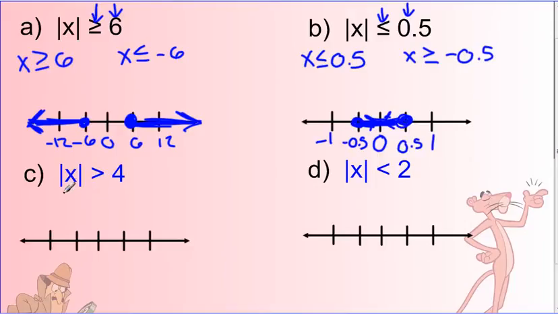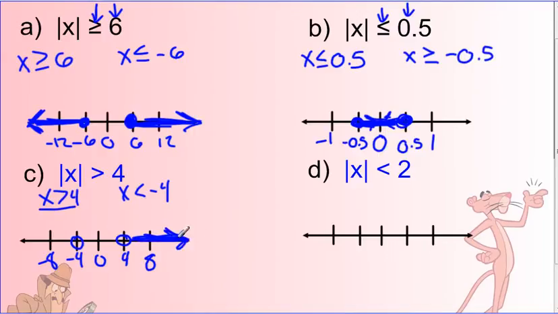Okay, so letter C, you should have x is greater than 4 and x is less than negative 4. Alright, so we get a hollow dot at 4, hollow dot at negative 4. This one, x is greater than 4, so you shade greater than 4. X is less than negative 4, so you shade less than negative 4. Easy peasy.